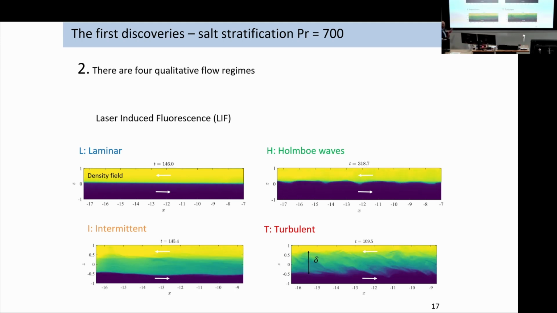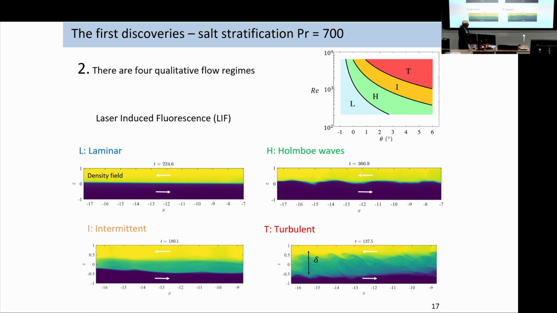Right? So we find these 4 regimes, and if you plot them on a regime diagram, for example, you plot angle on horizontal and Reynolds number on the vertical. When you've got low Reynolds numbers and low angles, you're in this regime. As you tilt the duct a bit more, you get waves. Or if you increase the Reynolds number, you get waves. If you increase the Reynolds number or tilt the duct more, you get intermittent. And if you drive it as hard as you can, you get turbulent.